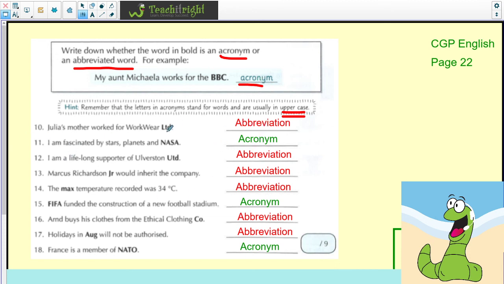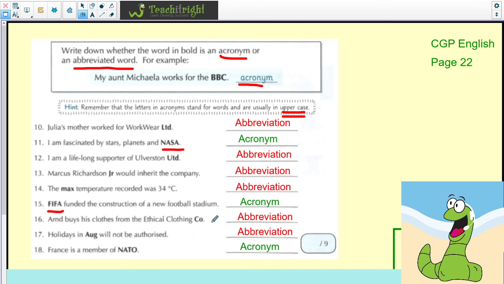So on the first one, we've got an abbreviation that's of course for limited. So hopefully you knew that one. And then we've got an acronym for NASA, which is the National Aeronautics and Space Administration, but it is in capitals, so that makes it an acronym, not an abbreviation. And then we've got United, of course, Junior, Maximum, and then we've got another acronym here, which is FIFA. And what does FIFA stand for? Well, it's the Fédération Internationale de Football Association. So that's in capitals again.